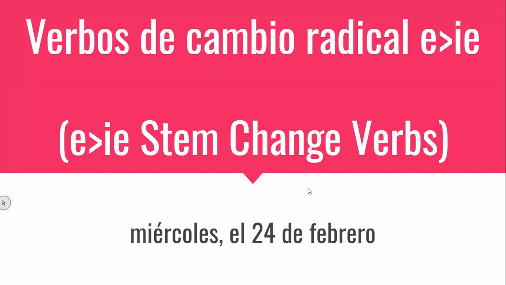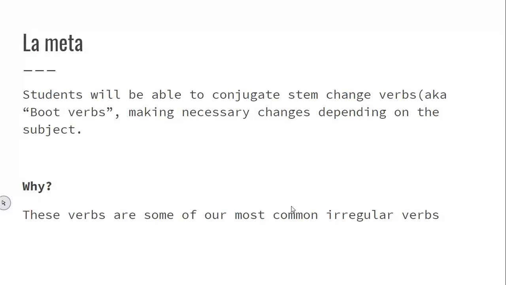We're going to break it down with several verbs so that we can see that. As we do this, you can be filling out the E to IE stem change verb worksheet. So the very first part, it'll have you break it down and fill in those spaces so we can differentiate which ones we make the stem change and which subjects we don't. So our overall goal is students will be able to conjugate stem change verbs. We also call them boot verbs, and you'll see why we call them boot verbs as we go through them.